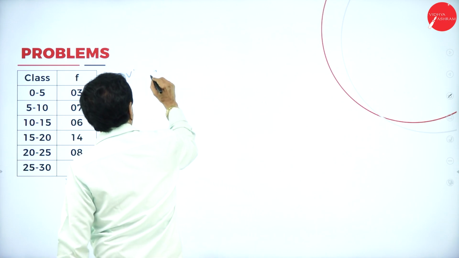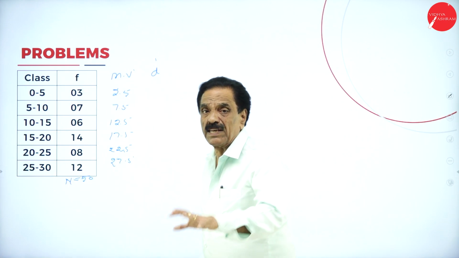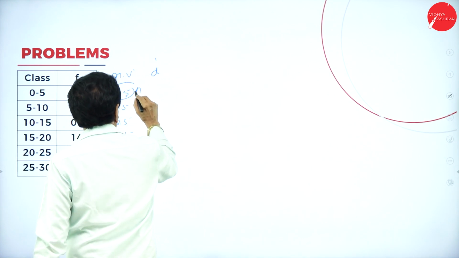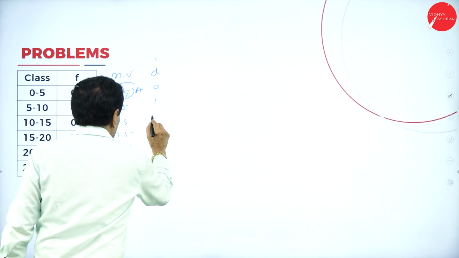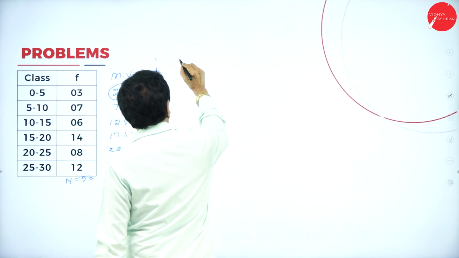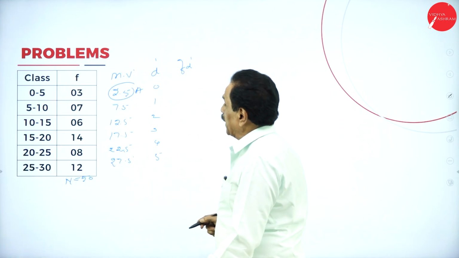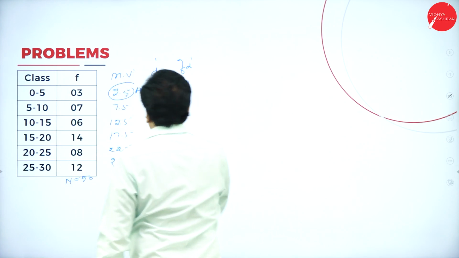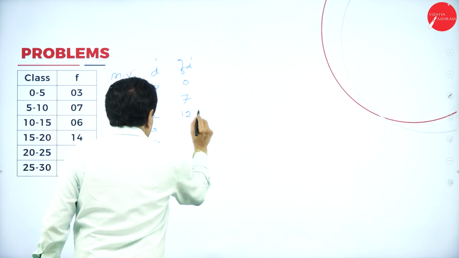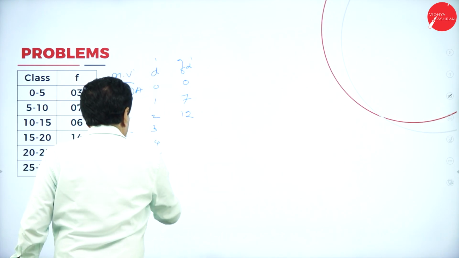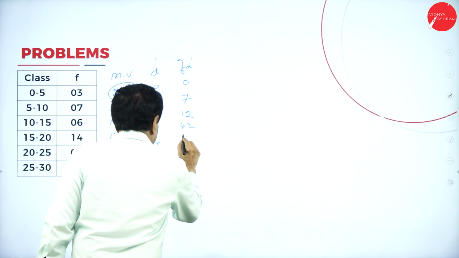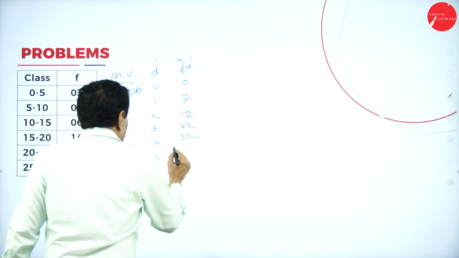Then go with the d dash, the deviation from the assumed mean. You take the first figure as assumed: 0, 1, 2, 3, 4, 5. Multiplied by f gives ft dash. 3 into 0 is 0. 7 into 1 is 7. 6 into 2 is 12. 14 into 3 is 42. 8 into 4 is 32. 12 into 5 is 60.